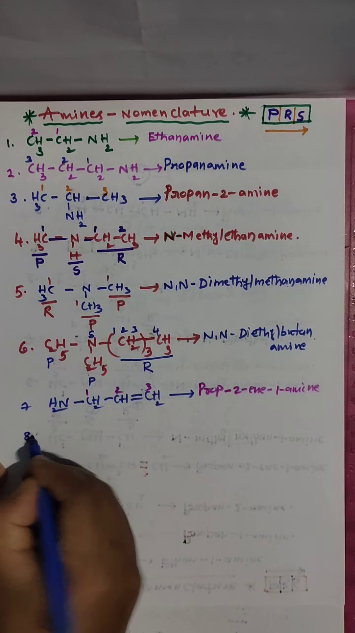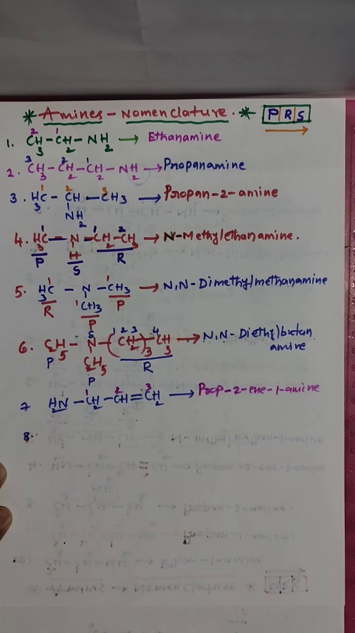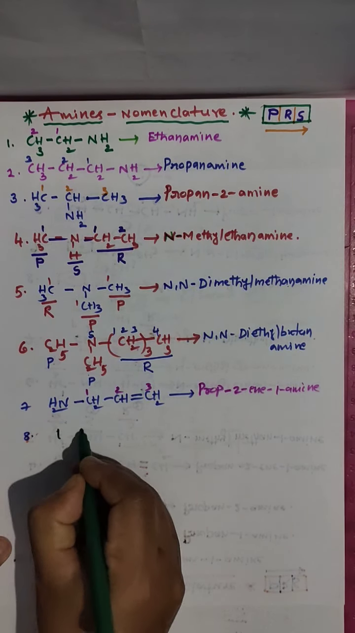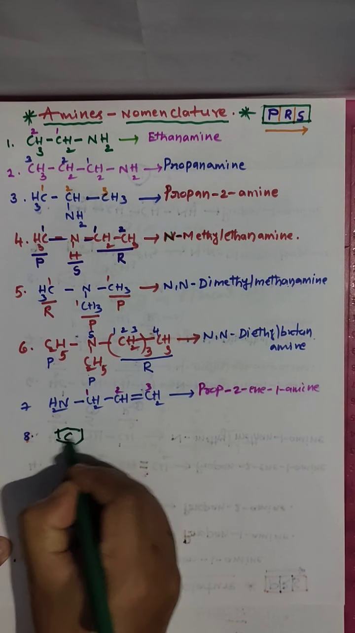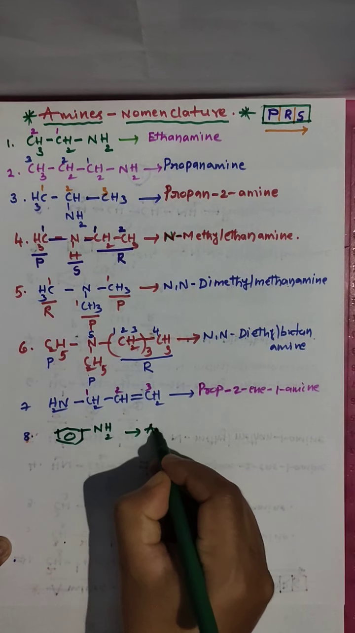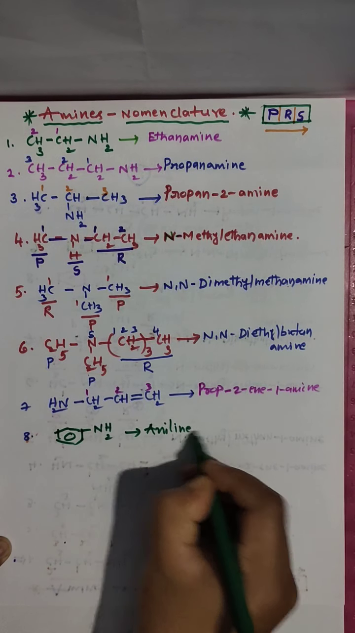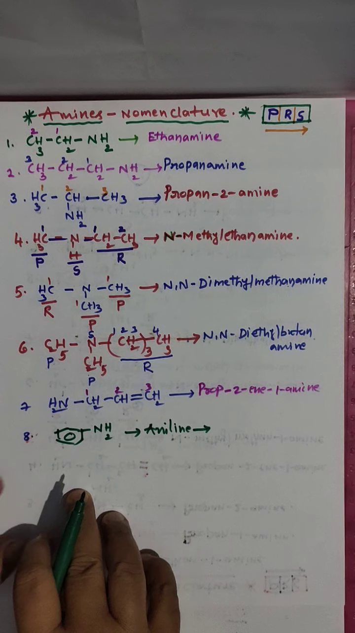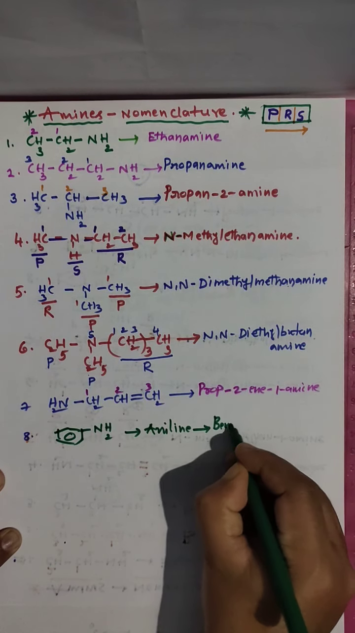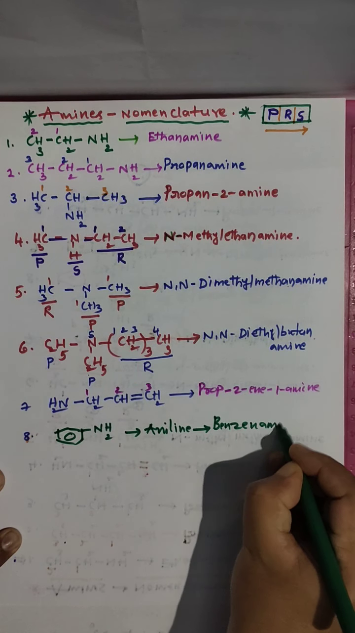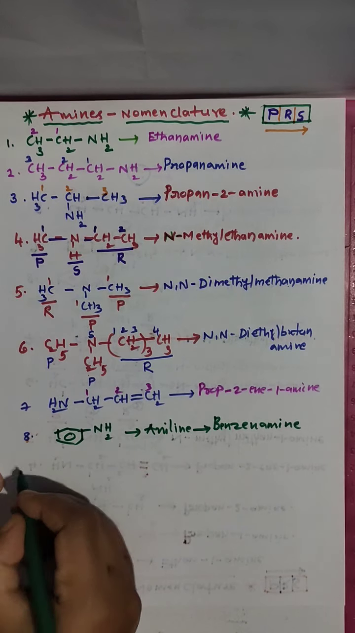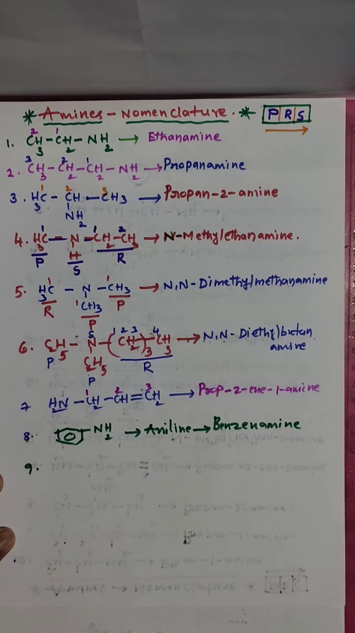Just go for another example. This time I am taking an aromatic compound, benzene with an NH2 group. Generally, this we call aniline. The common name and IUPAC name are both the same. Or you can write this as benzene, this as amine, benzenamine. What we can call benzenamine. So aniline also, common name and IUPAC name are both the same.